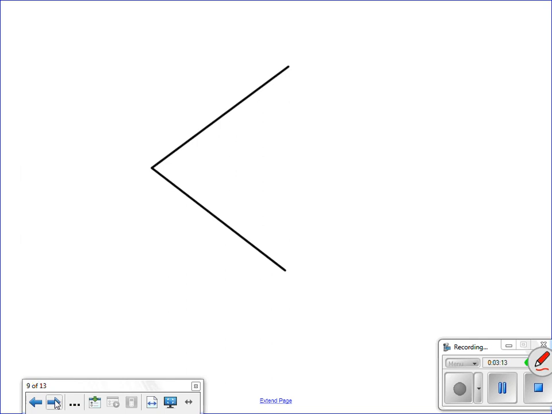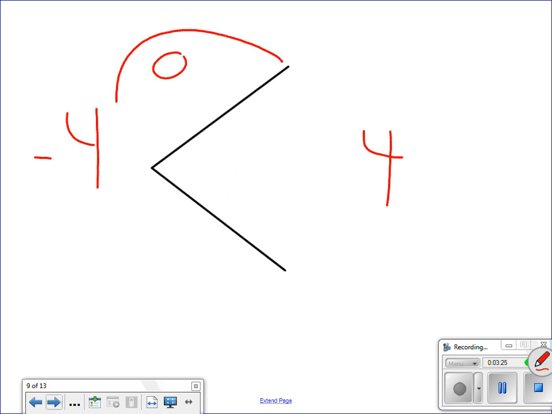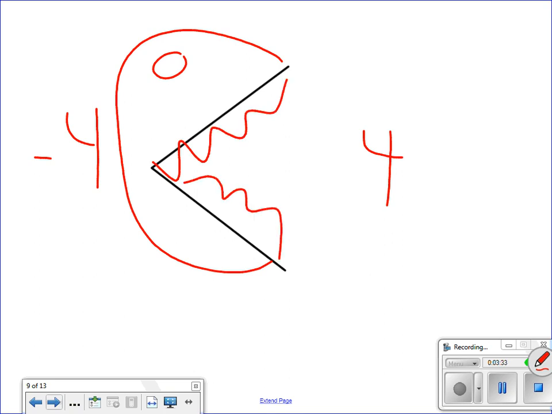Next thing I'm going to show you, you're going to have some greater than or less than. Let's say I have negative 4 is less than a positive 4, okay? Well, I've always kind of thought of this as a Pac-Man. That's one way to look at it. Some people look at it as crocodile teeth, alligator teeth, okay? Whatever helps you remember how to look at these problems.